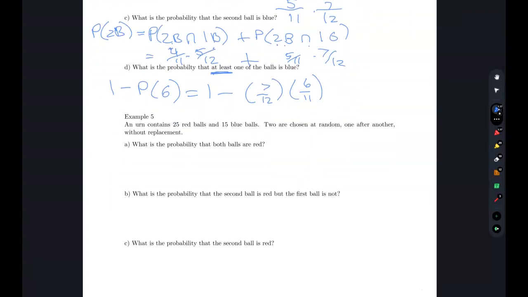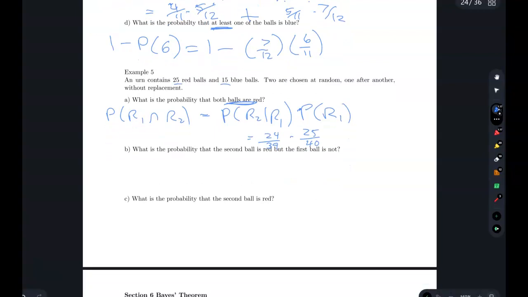All right, same kind of thing. So the probability that both of them are red. I'll just go R1 and R2, a little easier to read that way. So that means the probability of R2 given R1, times the probability of R1. You're picking a red one first, and then you pick the red one second. The first one you picked is out of 40, and the red would be 25 out of 40. And then here you're going to have out of 39, and you're picking 24 of those. So that would be the probability that they're both red.